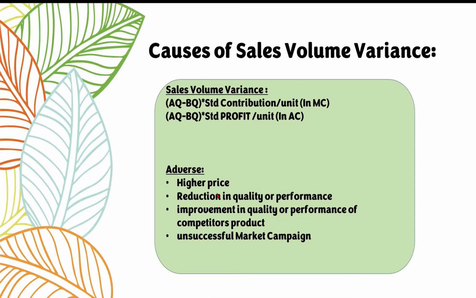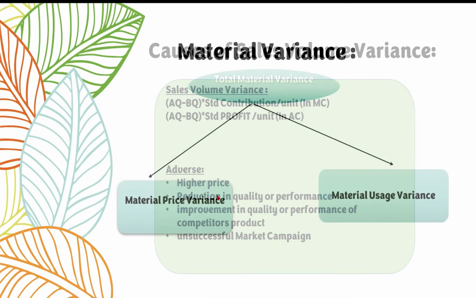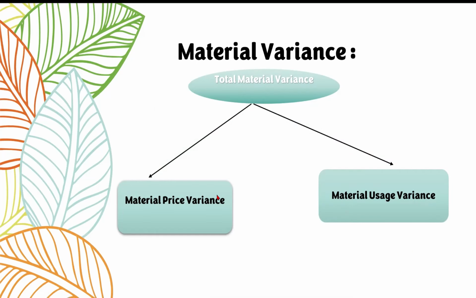So you need to figure out these reasons from the scenario given in your question, and then you need to explain. So this is for the sales variance: there are two variances in the sales variance, the sales price variance and the sales volume variance. Adding these two gives the total sales variance, and in both of these there are adverse and favorable situations, and I have explained the causes of the same. Now the material variance. Again, if we talk about the total material variance, there are two variances: price and usage.